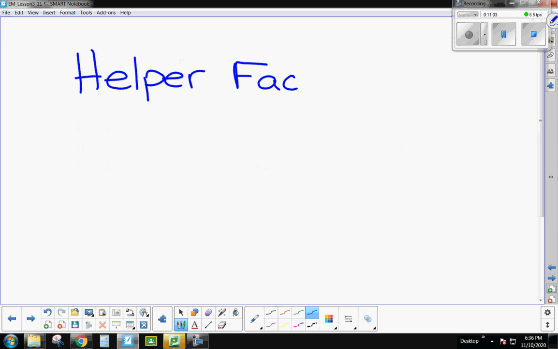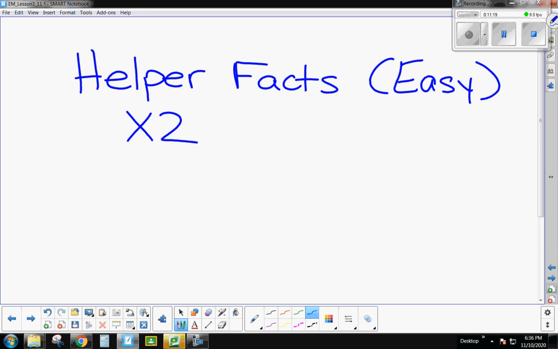Helper facts are those easy facts that you might already know. Okay? I want us to think of some facts that we might already know, that we've already practiced this year. What have we practiced so far this year? We've practiced times 2, haven't we? We know that anything times 2, that's just a doubles fact. I just take that other factor or that other number and I just double it. So those are easy facts to do. That could be a helper fact. What could times 2 help me solve?